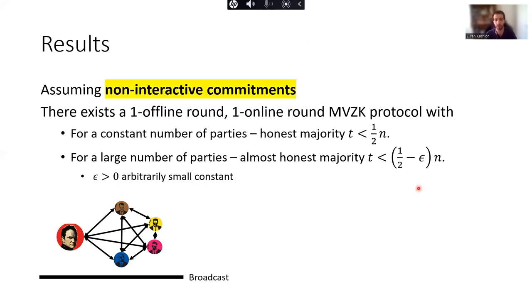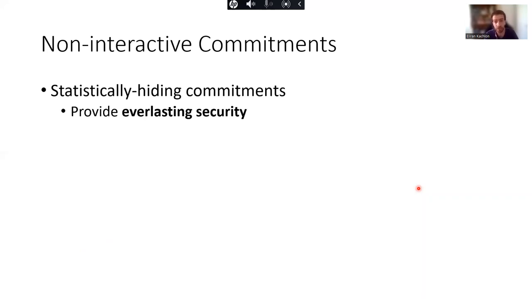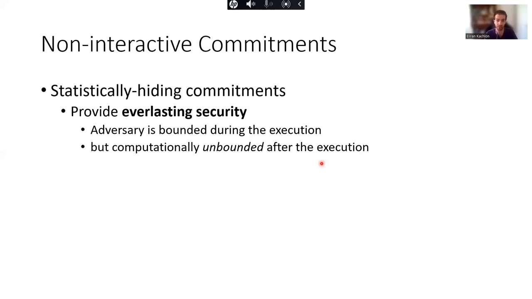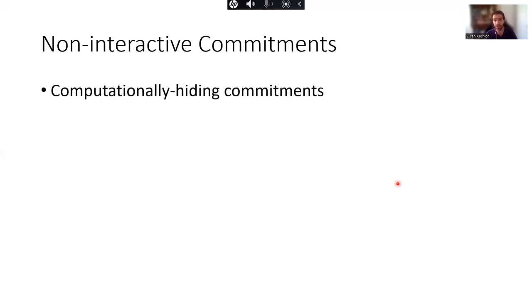So now let me say a few words about non-interactive commitments. There are two types of non-interactive commitments. First, we have statistically hiding commitments. And if we use those commitments, we obtain a protocol that provides everlasting security. This means that the protocol is secure against an adversary which is bounded during the execution of the protocol, but can be unbounded after the execution. And in order to construct such commitments, it is enough to assume that the players are given access to a collision-resistant hash function.